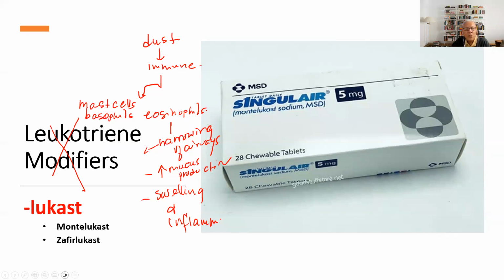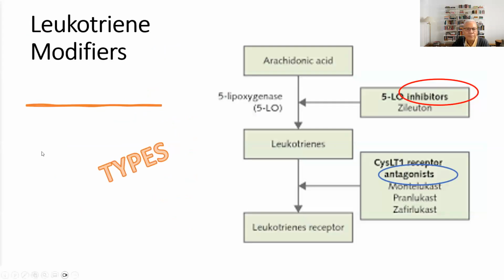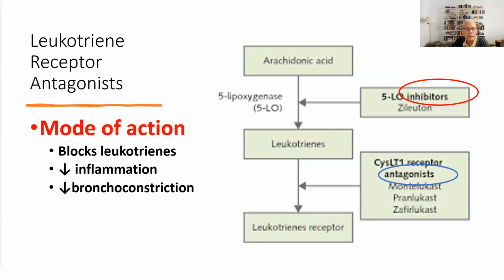And this class of medications is easily identifiable because they have the suffix "lukast." Montelukast and Zafirlukast are the two most common leukotriene modifiers that we have here in the United States. So again, the mode of action is it blocks leukotrienes, and when it blocks leukotrienes, it decreases inflammation and it decreases bronchoconstriction.